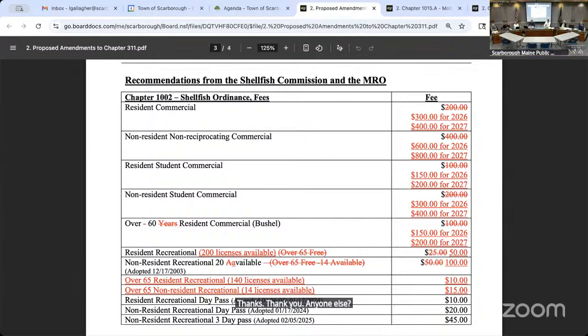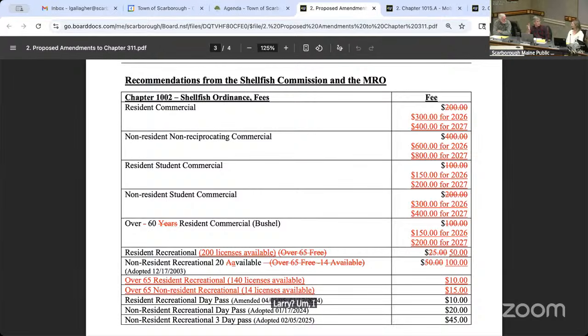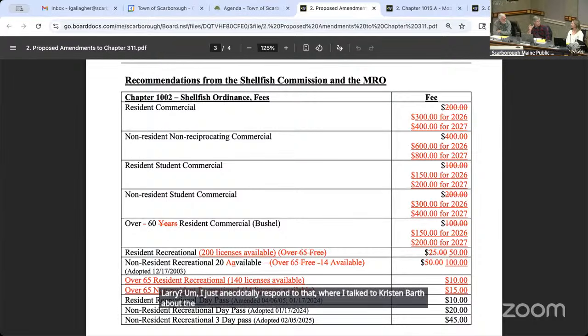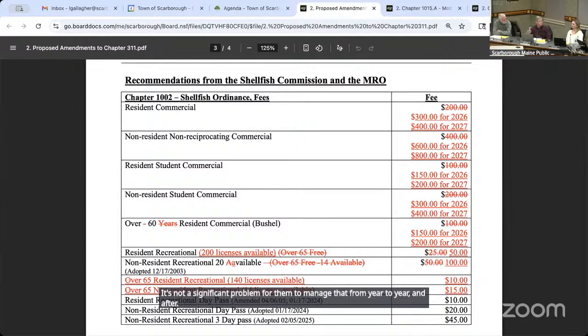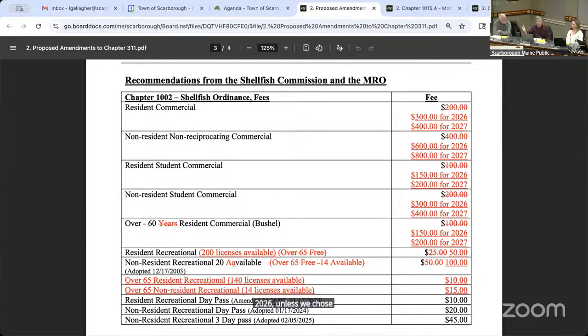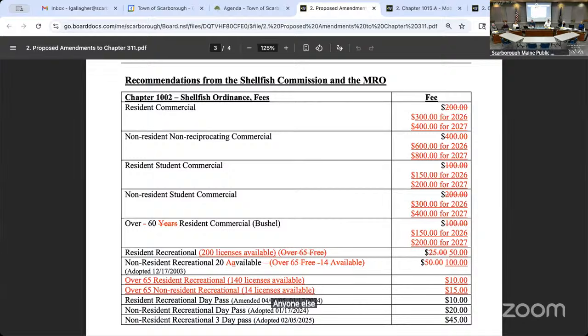Larry? I'll just respond anecdotally. I talked to Kristen Barth about the implementation of this, not towards changing anything, but she said it's not a significant problem for them to manage that from year to year. And after 2026, unless we chose to change it again, it'll be that for the foreseeable future. All right, thank you. Anyone else? Good.